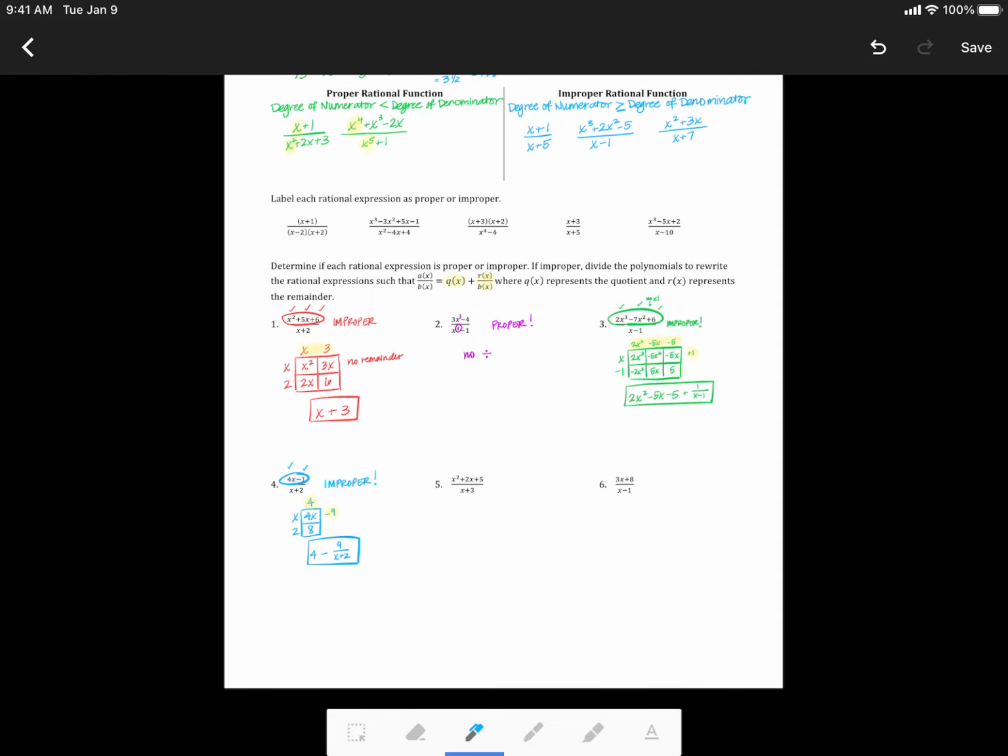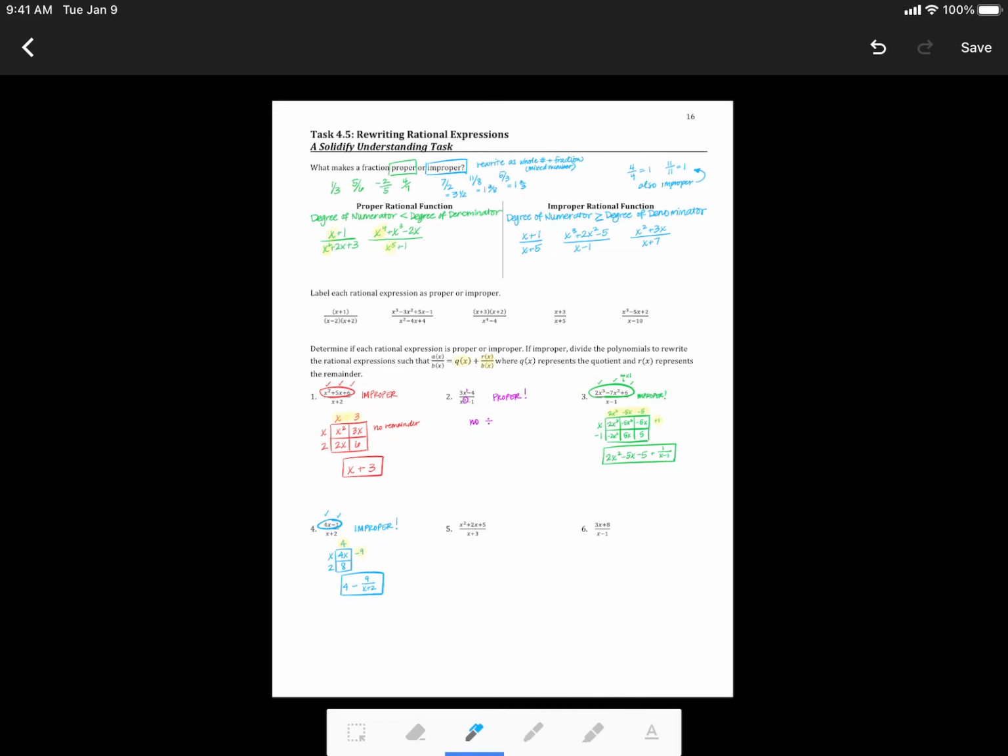Okay, so there are some examples just to get you guys started. Remember, we only divide when it's improper, because just like improper numbers, they can be written as mixed numbers. So our improper rational functions can also be written as mixed rational functions.